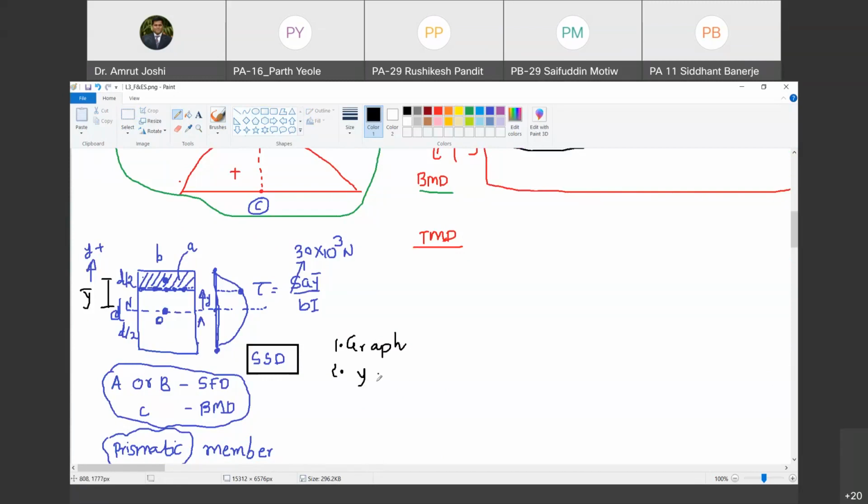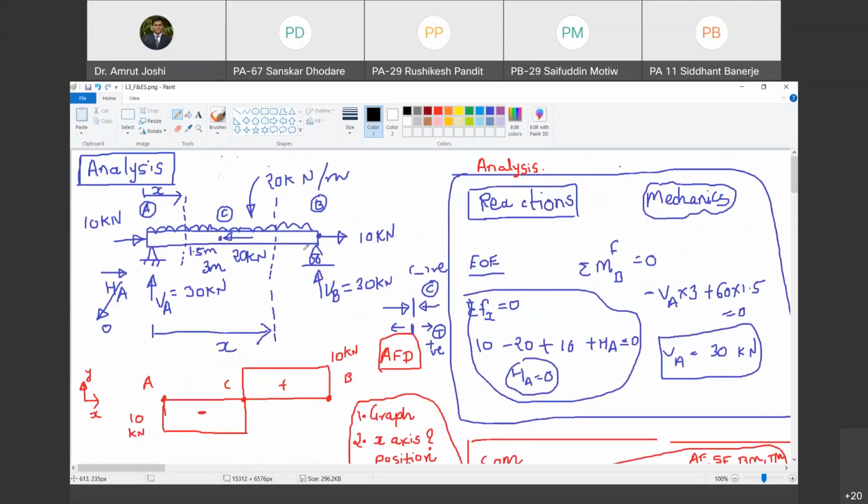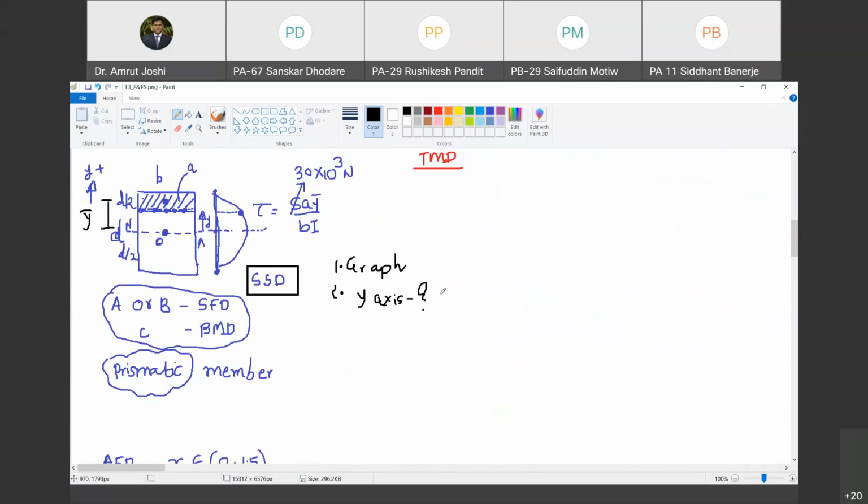So what is its y coordinate? What do I plot on the y axis? Tell me. What is plotted on the y axis here? Distance. The distance from the neutral axis. So is it position? Yes. But is it position along the length? No, it is position along the depth. Do you agree? Yes. So this is also a graph where I plot position along the depth, considering the neutral axis as the origin. Are you with me? Yes, sir.